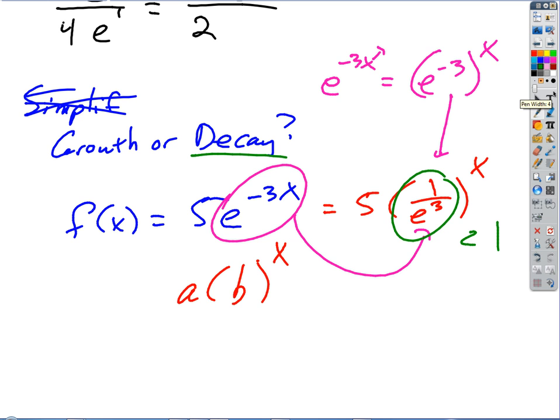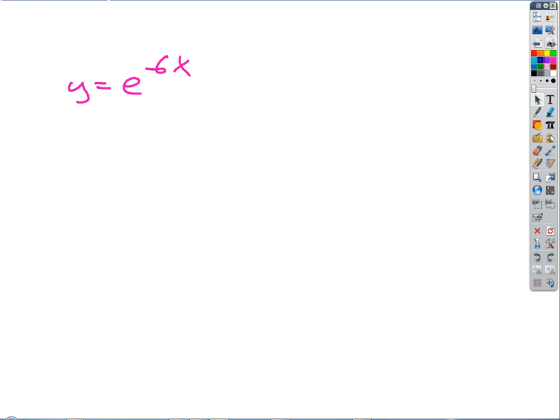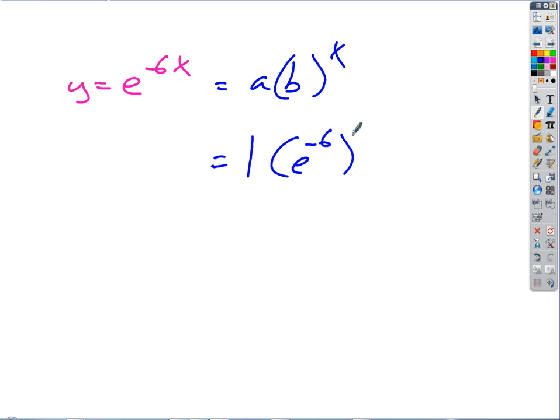Okay, what about this one? Very similar to what we just did. If I want to write that as a times b to the x, what's a? 1. Okay, good. So I get 1 times 1 over... e to the negative 6 to the x, and so that just looks like 1 over e to the 6, to the x. Is that growth or decay then? That's going to be decay. That's a really small number. 1 over e to the 6 is pretty big, right? Okay, good. All right, so you got it.